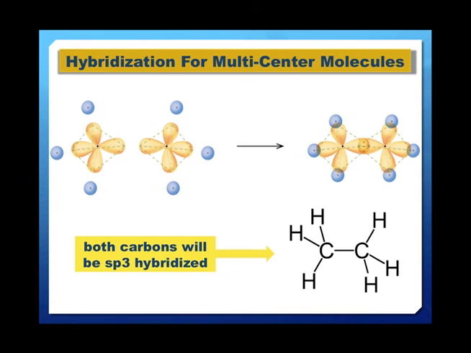If we look at ethane, which is C2H6, each carbon has 4 electron domains and thus will be sp3 hybridized, and so this molecule will resemble 2 connected tetrahedrons. Now we understand the hybridization of atoms with 2, 3, or 4 electron domains.